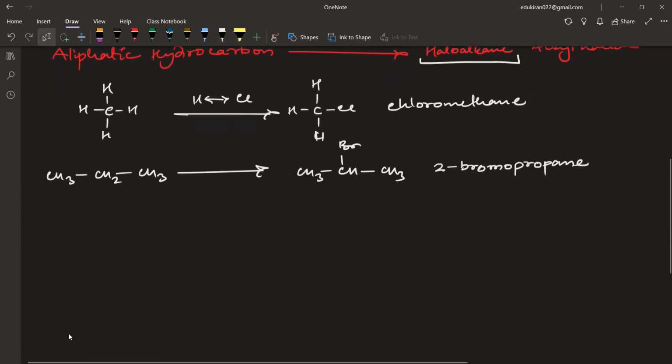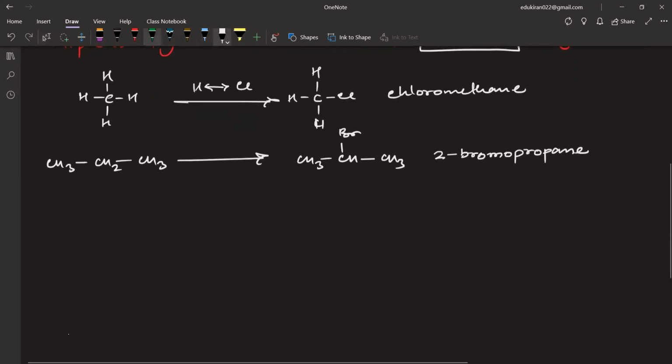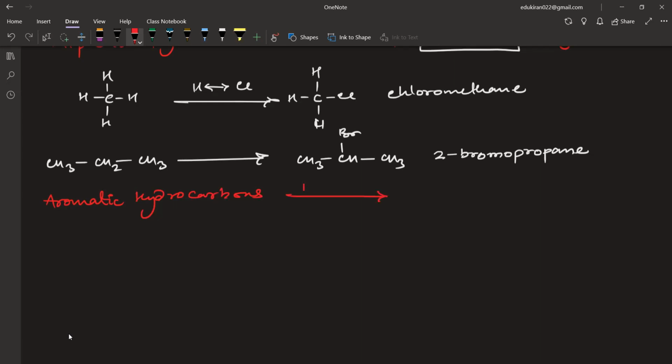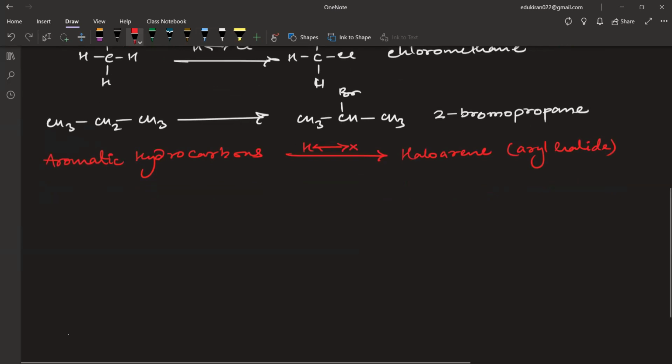Okay. Now you can have aromatic hydrocarbons. Aromatic hydrocarbons, and if you replace one of the hydrogens with a halogen, then we will get a haloarene, or we also say it as aryl halide. Aryl halide.